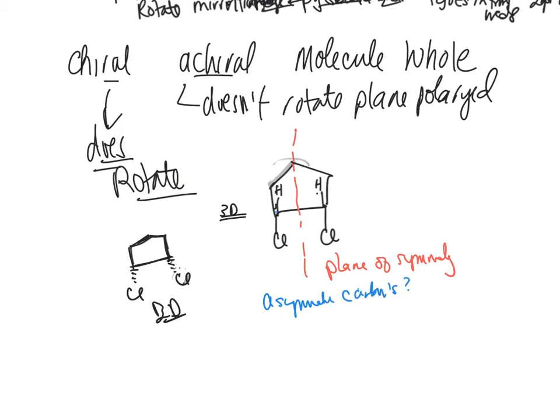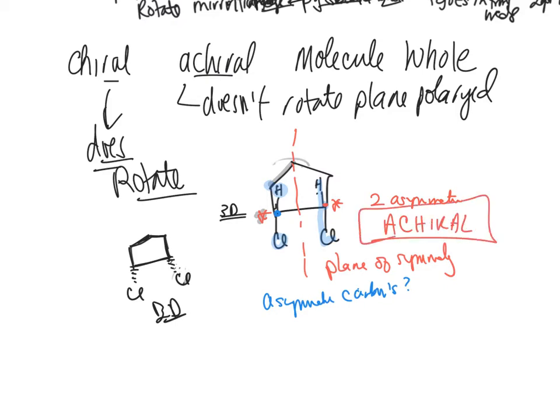Well, let's look at this carbon. This carbon is bonded to a hydrogen, a chlorine, a CHCl, and a CH2. So yes, you would say that's an asymmetric carbon right there, and this is an asymmetric carbon. So it has two asymmetric carbons. But that doesn't mean that it's a chiral molecule. This is an achiral molecule, folks.